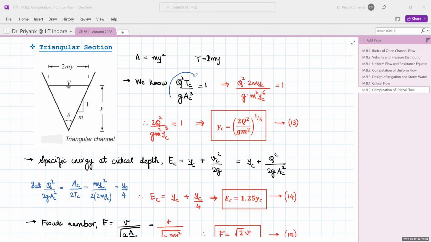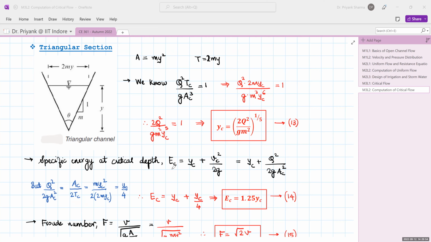So we'll substitute in this basic equation, and we get Q square upon g, that is equal to 2m yc upon m cube yc raised to 6. So on simplifying, we get yc is equal to 2Q square upon g m square, the whole raised to 1 by 5. So yc for a triangular section can be found out using this relationship.